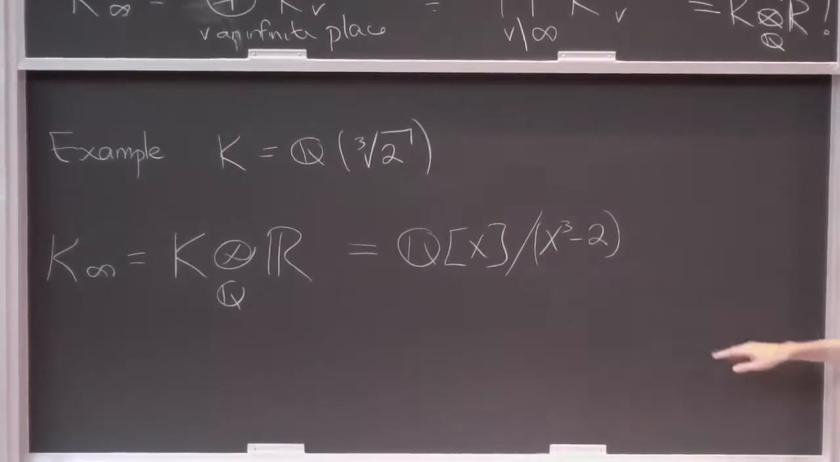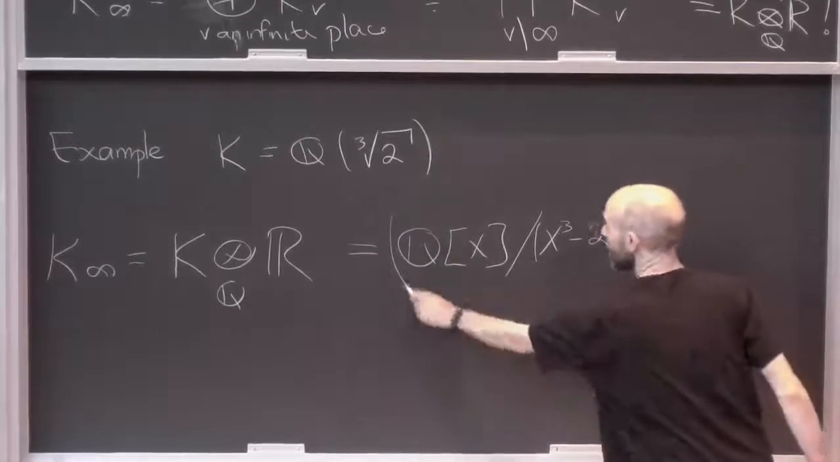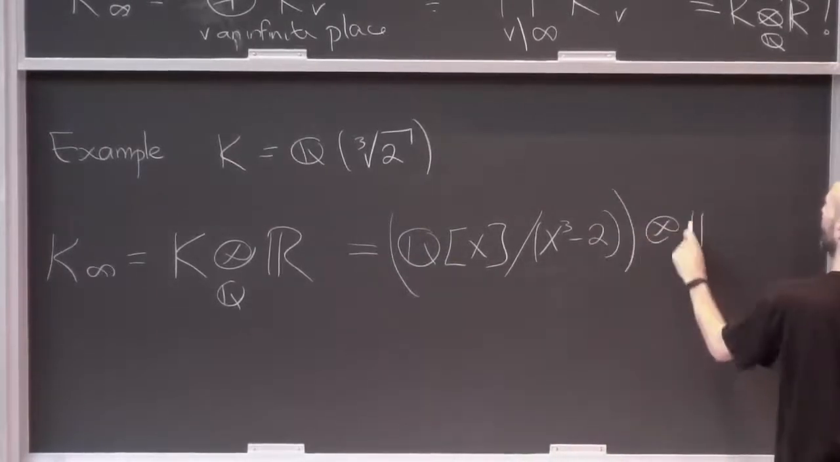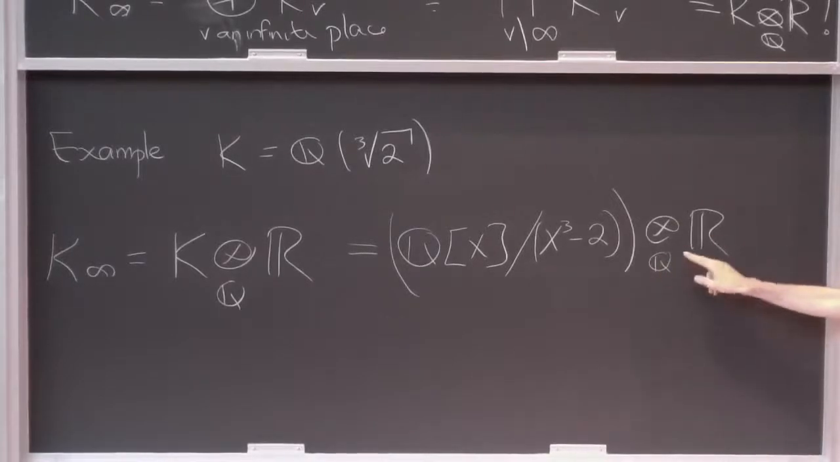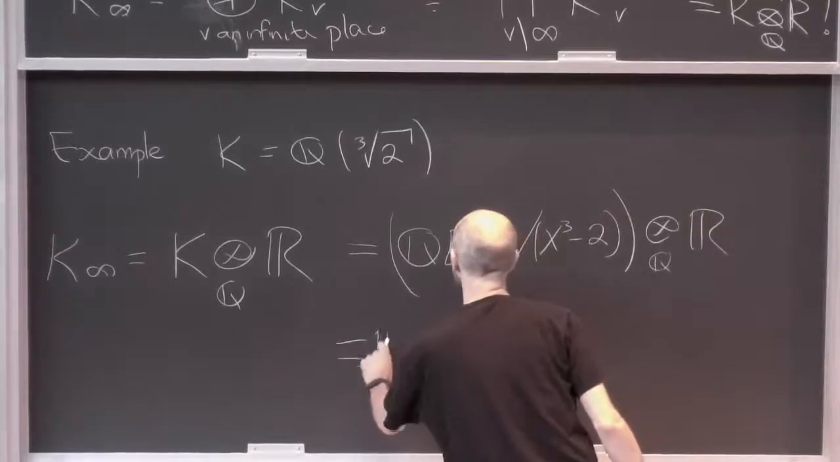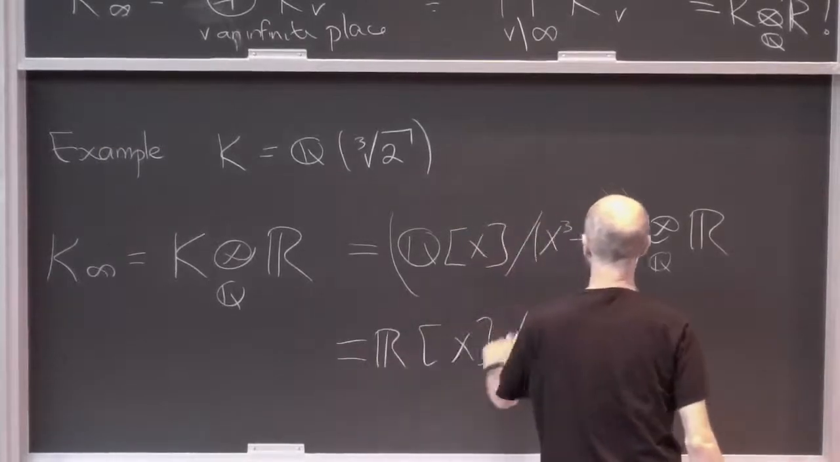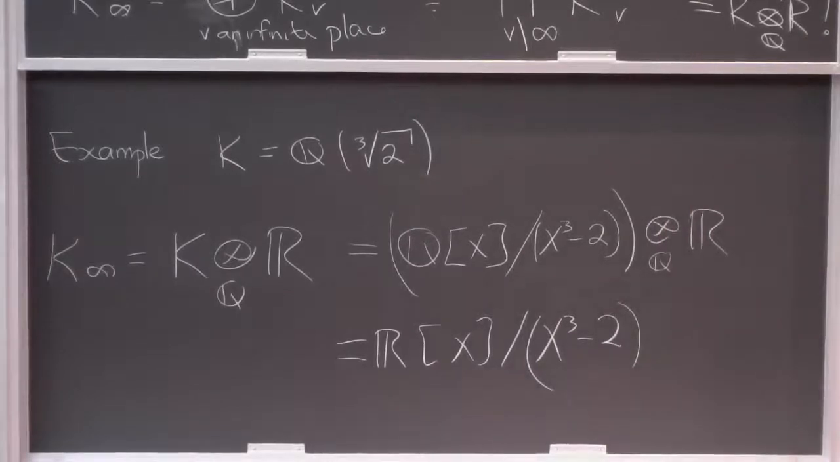That's the proof of Eisenstein's criterion. So there's Q of x modulo x cubed minus 2, that's K, and I need to tensor this with R. And it's really easy. I'm tensoring over Q, and it's really easy to do that tensor now, because you just change the Q to an R. So this is R of x modulo x cubed minus 2, right? That's what K infinity is.